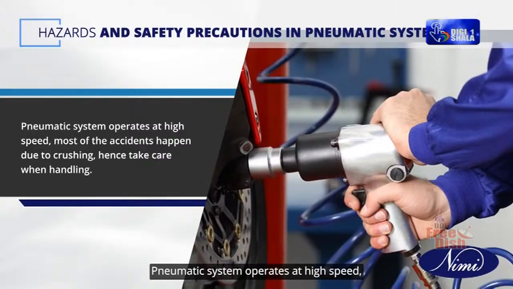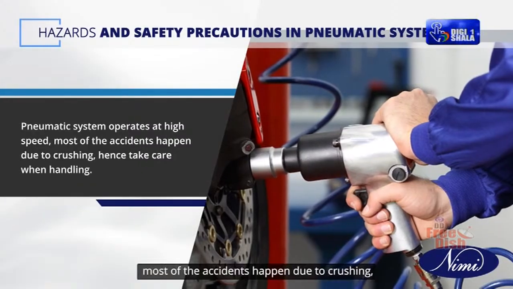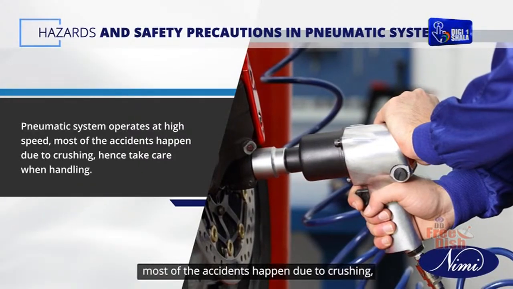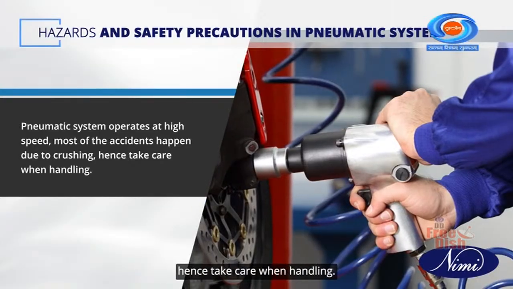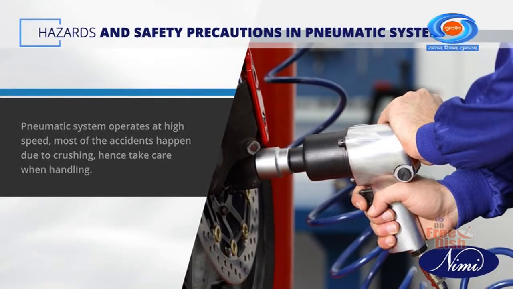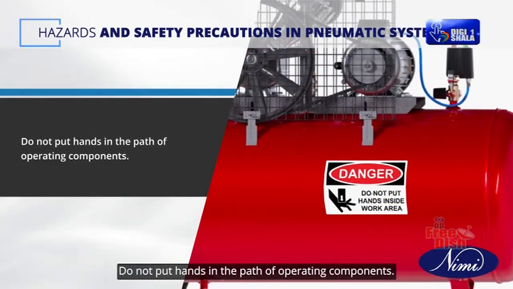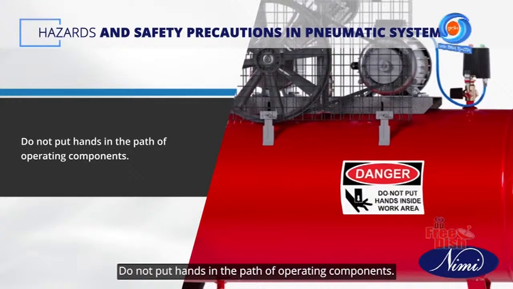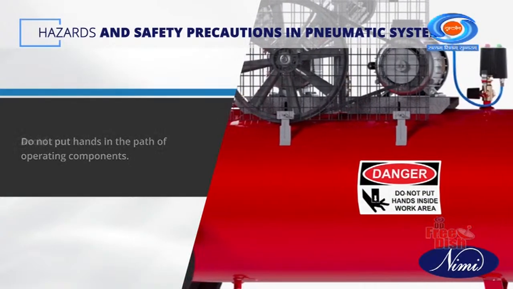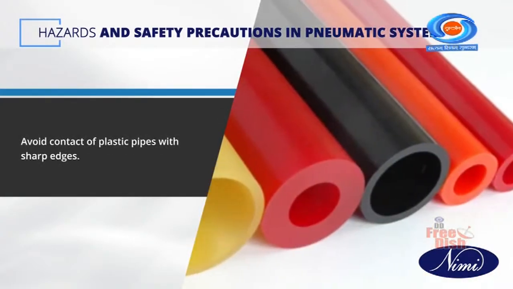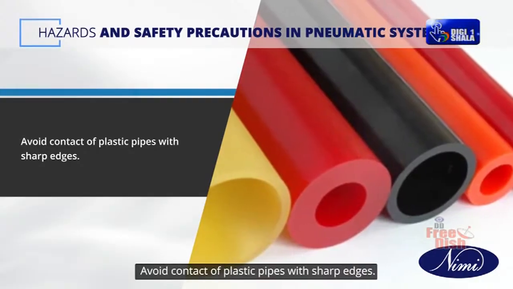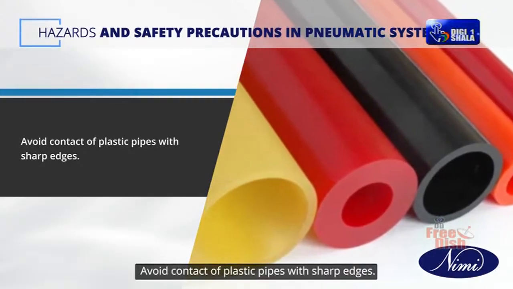A pneumatic system operates at high speed. Most of the accidents happen due to crushing. Hence, take care when handling. Do not put hands in the path of operating components. Avoid contact of plastic pipes with sharp edges.